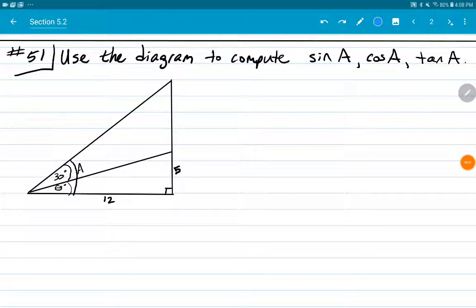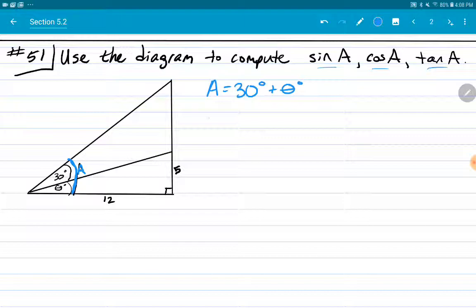In section 5.2, number 51, we use this diagram to compute the sine of A, cosine of A, and tangent of A. And A is defined in this diagram by this large angle that is the sum of 30 degrees plus theta, but we don't know what theta is. So we can use the sum identities from section 5.2 to find sine, cosine, and tangent of A by finding the sine of 30 degrees plus theta degrees.